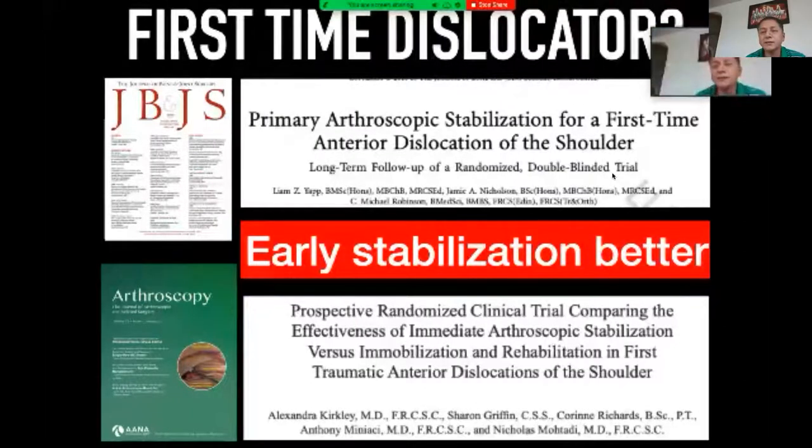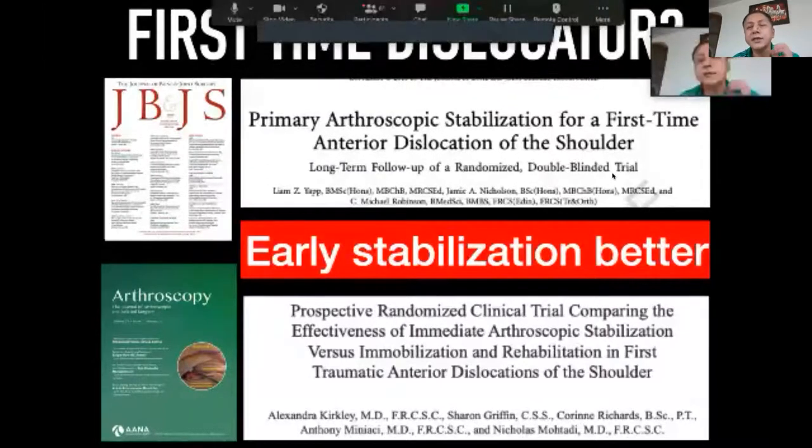Okay. Mahara sir, first time dislocator, what is your approach? Okay, I think the most important thing is that clinically, history is very important, the kind of trauma that the patient has sustained to dislocate the joint. Because if it is a very heavy sport, in that situation the gravity of the injury could be quite high. So the history is important.